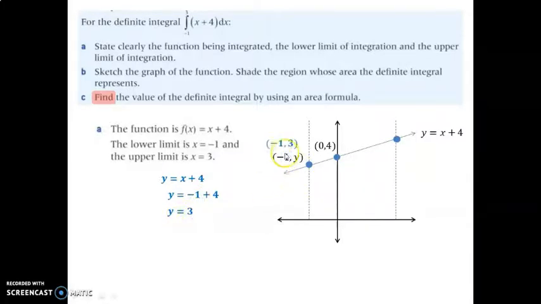So that means this coordinate is negative 1, 3. Great, that will help us with finding the area. Do the same for this point. Find the coordinates of that point. Okay, that one we know is 3, 7.